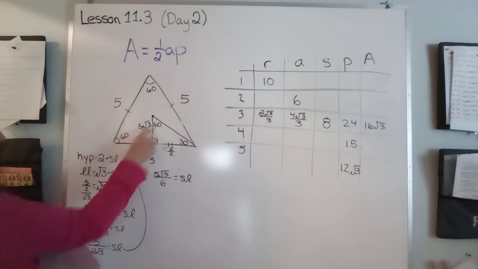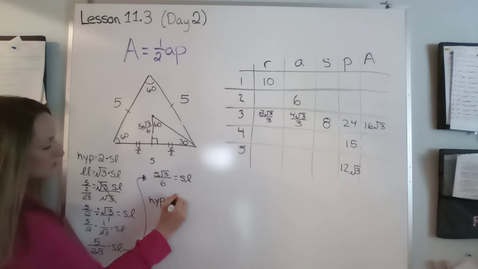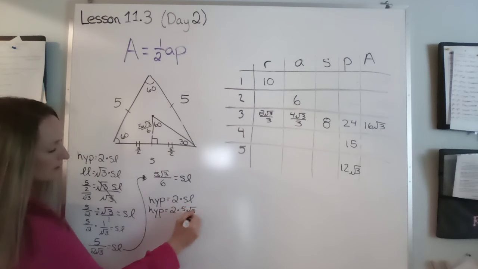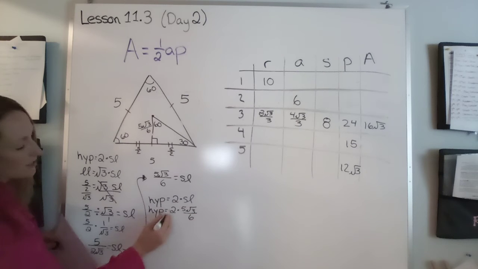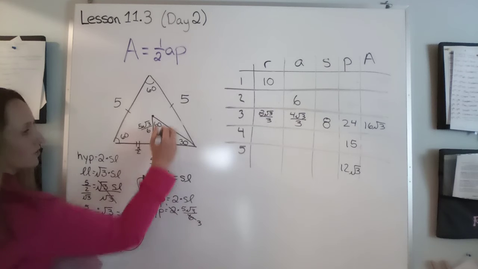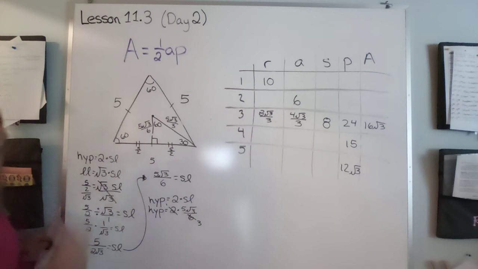Okay, so I have 5 root 3 over 6. I have to double that to get my hypotenuse, so I'll write it out. The hypotenuse is equal to 2 times the short leg. So your hypotenuse is equal to 2 times 5 root 3 over 6. I'm going to cross simplify to get 5 root 3 over 3. All right, so I have enough information to fill out the table now.